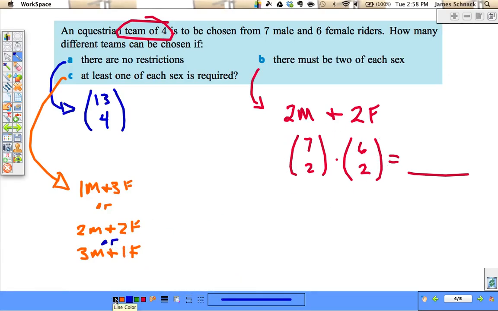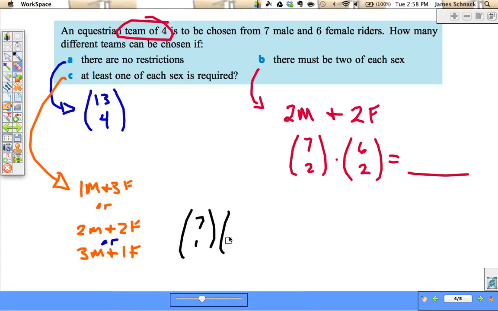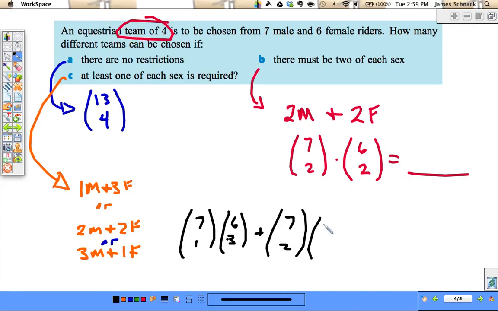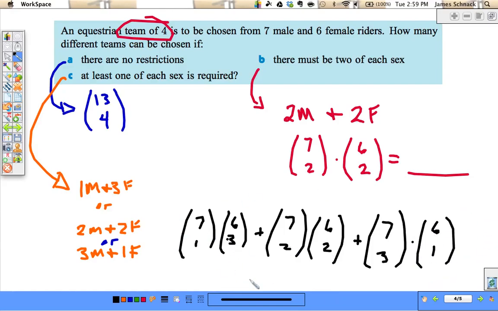So what we're looking at is 7 choose 1 times 6 choose 3, plus 7 choose 2 times 6 choose 2, plus 7 choose 3, that's the number of ways of picking 3 males, times the number of ways of picking 1 female, and we put that all in the calculator, and we will get one nice numerical answer.